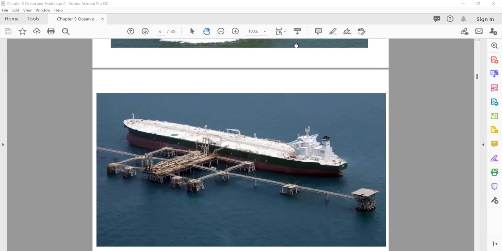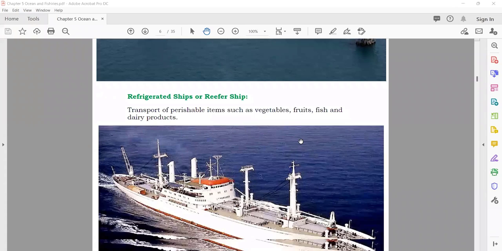This is another example. Now this tanker is near the seaport, and from here they fit a pipe, and through the pipe they will take out whatever the liquid or gas is onto the land. So this is known as a tanker ship.